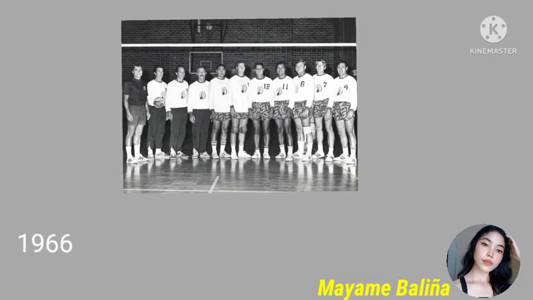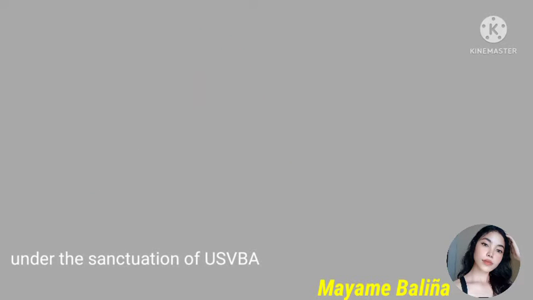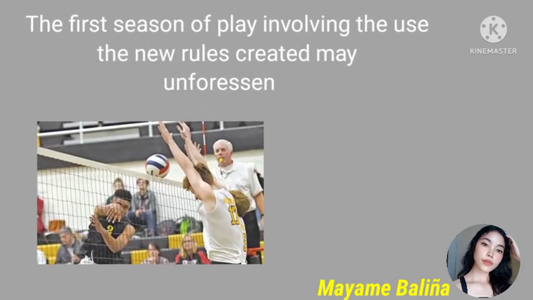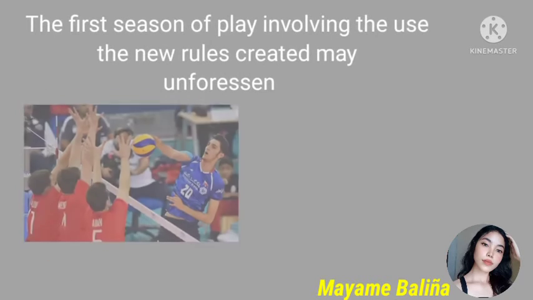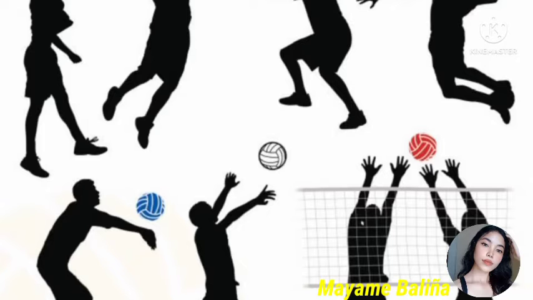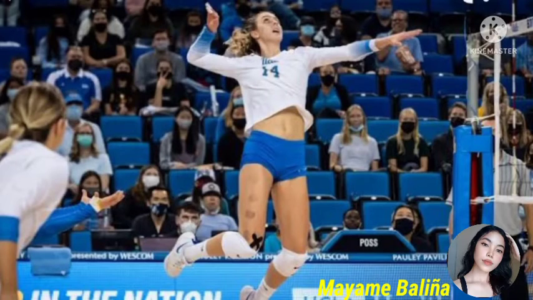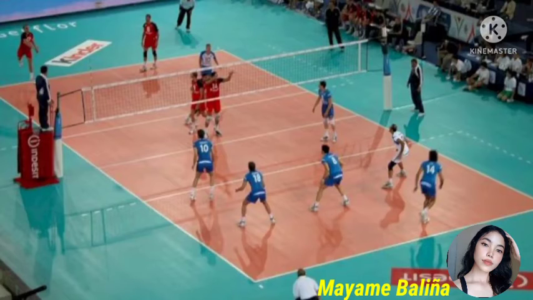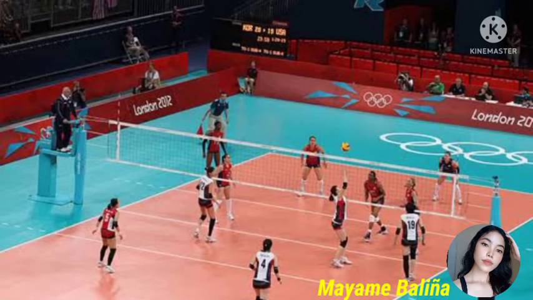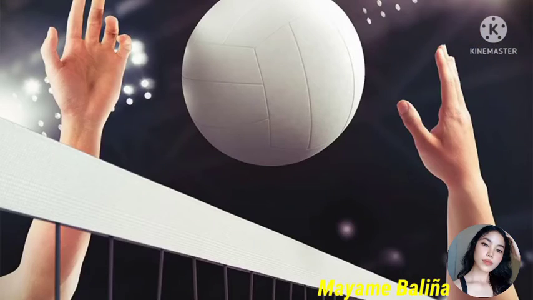In 1966, teams began to use international rules under the sanction of USVBA. The first season of play involving the use of the new rules created many unforeseen problems in standardization of officiating and interpretations. One of the major differences was in the attack. Guiding the ball with the fingertips of the extended spiking arm was permitted, providing the attacker with the opportunity to direct the ball accurately to any spot on the court. It also encouraged the use of the deep soft spike using the fingertips.